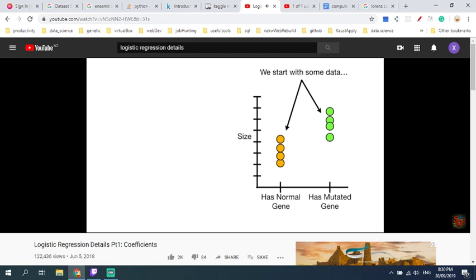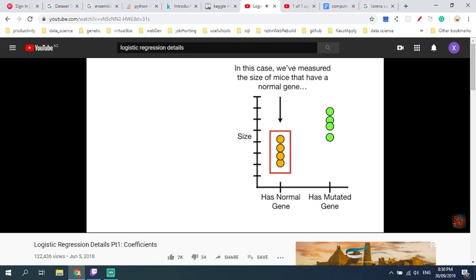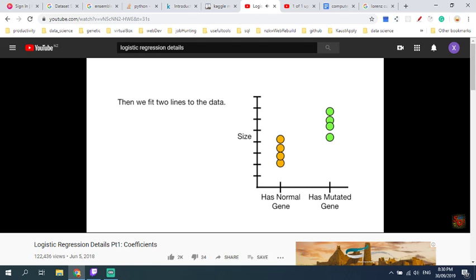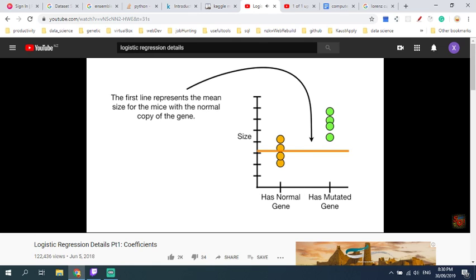Okay, we start with some data. In this case, we've measured the size of mice that have a normal gene, and the size of mice with a mutated version of that gene. Then we fit 2 lines to the data. The first line represents the mean size for the mice with the normal copy of the gene. The second line represents the mean size of the mice with the mutated copy of the gene.